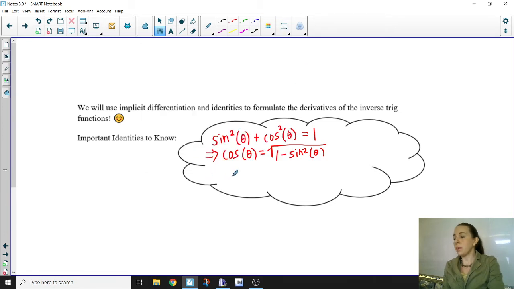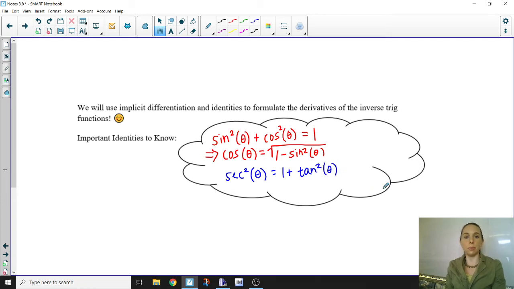Okay, another Pythagorean identity that we're going to use is this one. And this one, I don't know if we've looked at it very much, if at all, this year. So let's just write it and just know that it's an identity that we will be using. Secant squared theta is equal to 1 plus tangent squared theta. That's just another Pythagorean identity that we will need in our next derivative proof. All right, so let's do it now.